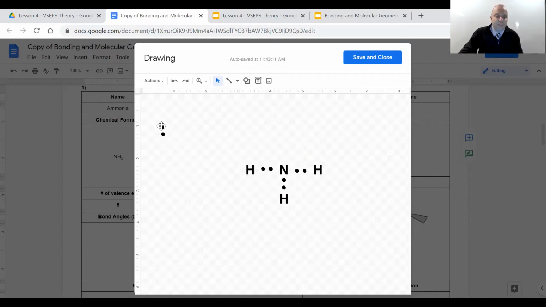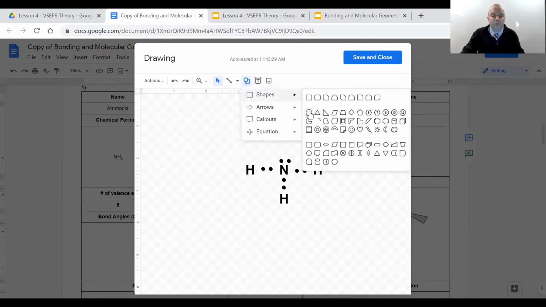Now, the last 2 electrons that are here, those 2 are going to go on top of the nitrogen. Remember, hydrogen only needs 2 electrons. So once you make that bond, you never add any more to hydrogen. And remember to keep those electrons always in pairs.